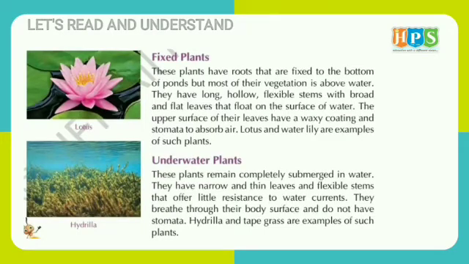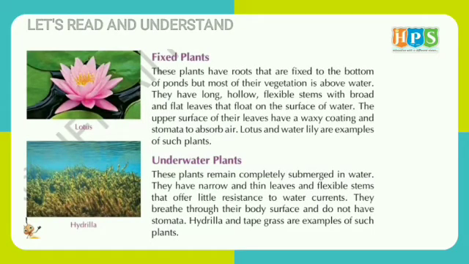Next is fixed plant. These plants have roots that are fixed to the bottom of ponds, but most of their vegetation is above water. They have long, hollow, flexible stems with broad and flat leaves that float on the surface of water. The upper surface of their leaves have a waxy coating and stomata to absorb air. Lotus and water lily are examples of such plants.